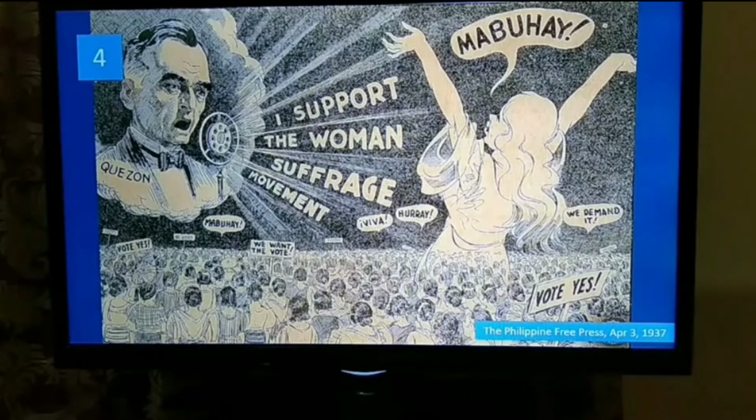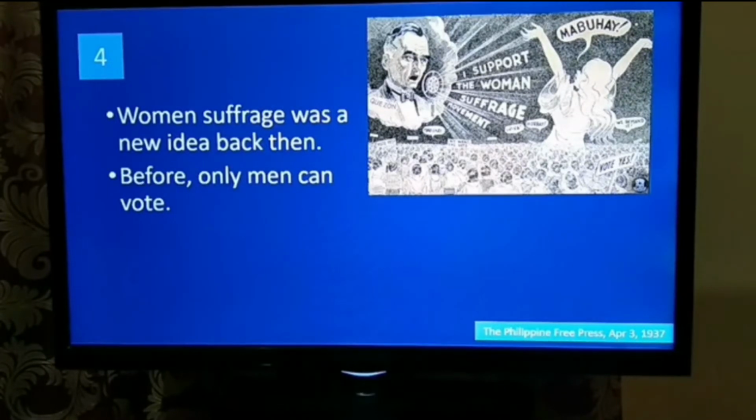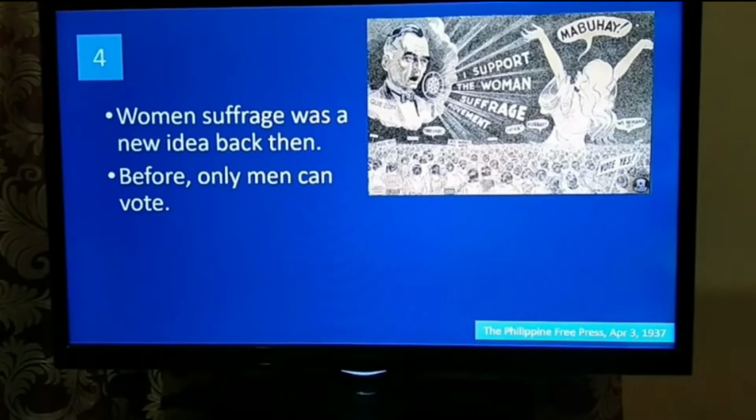Now, this is about what happened in 1937, that women, for the first time in the history of the Philippines, were given the right to vote. Suffrage means right to vote. It was a new idea during that time. Because in the old days, only men can vote. If you notice the illustration a while ago about the festive election scenario, you can see only men. That was a 1919 caricature. Only men go to the precinct. But in 1937, the women now have their chance to vote.